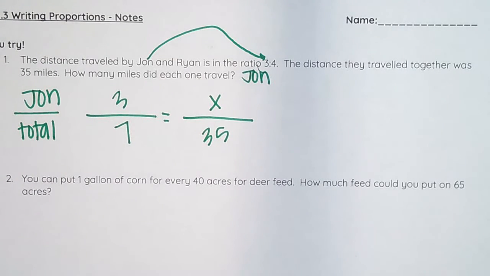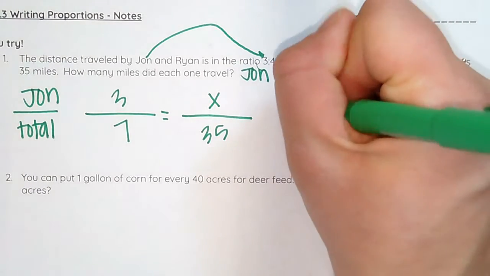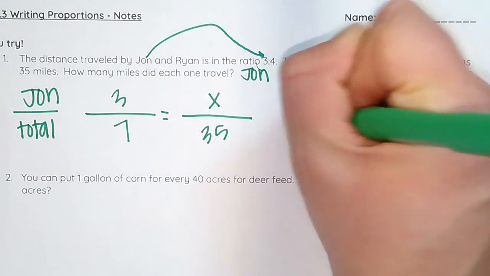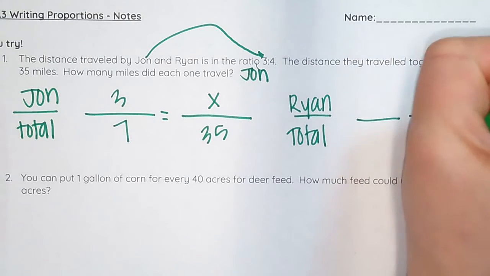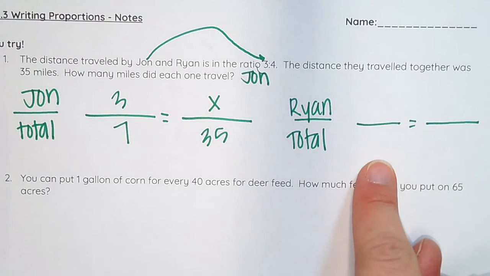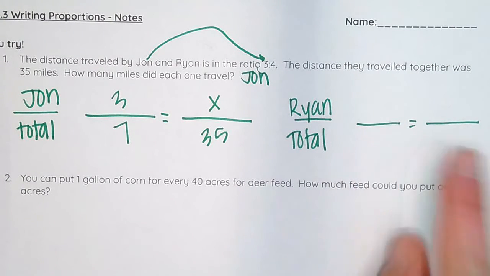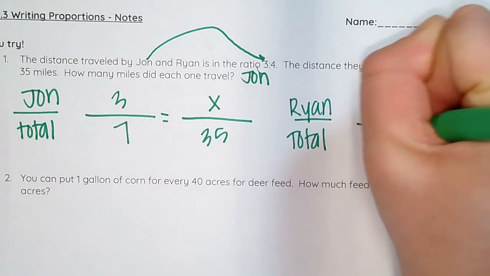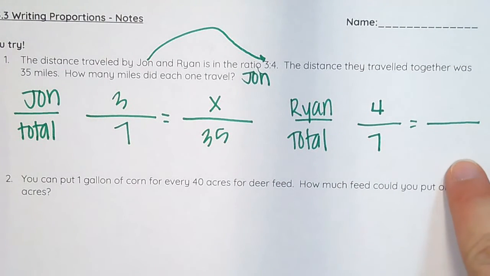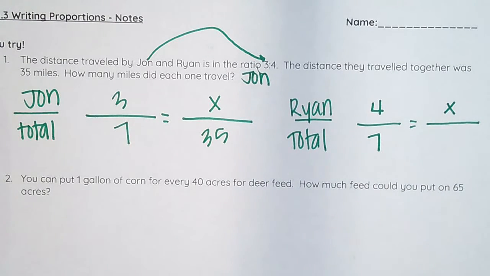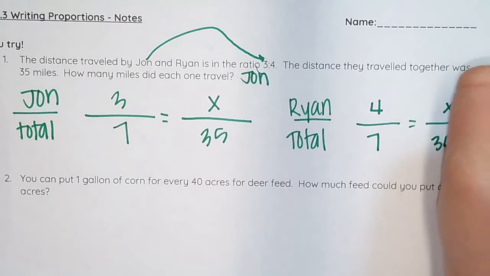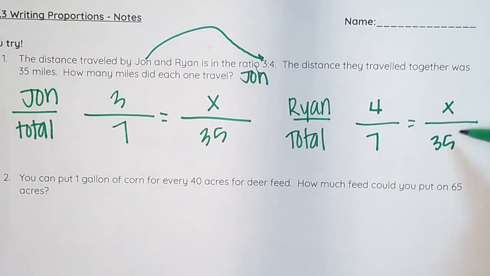But we could go ahead and look at Ryan as well. So if we had Ryan to total, we could do that as well. What would my first ratio be here? We would use 4 to 7. What would my ratio be here? Good. We still don't know Ryan's individual miles if they traveled 35 together. So our ratio would be X to 35.